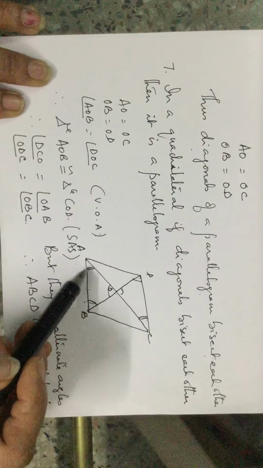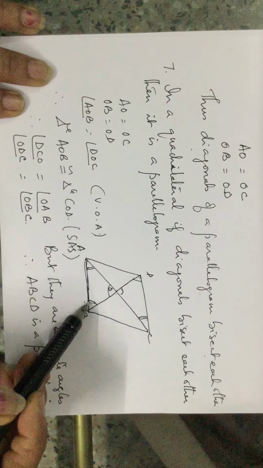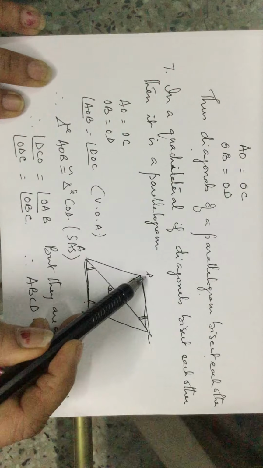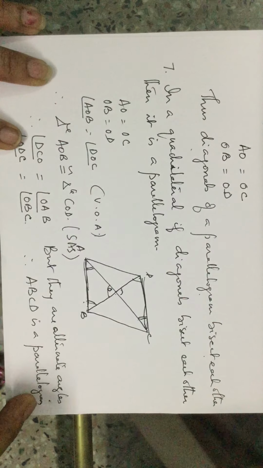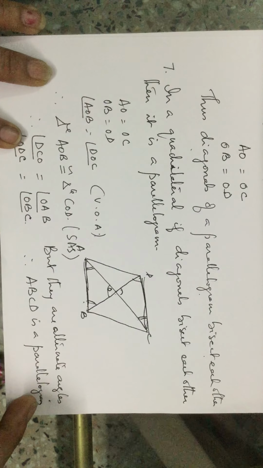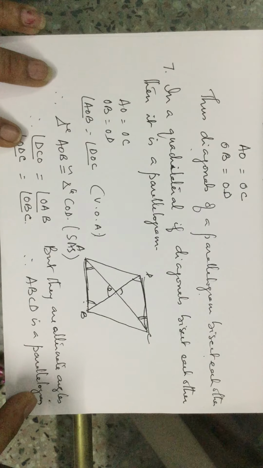If there are alternate angles, it means that there must be parallel lines. Therefore, this is parallel to this. So we learnt, now, that this is a parallelogram, because they are equal and they are also parallel. Therefore, ABCD becomes a parallelogram.